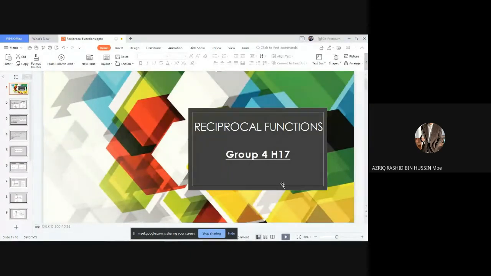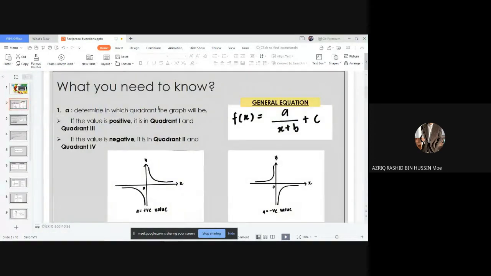We are the representatives for H17 Group 4 and we are going to present the reciprocal functions. So let me start the presentation first. This is the general equation for the reciprocal functions, which is f(x) equals a over x plus b, plus c. You need to know what a, b and c are, even the sign for the x. Each of them has their own speciality, or maksud. So let me start with the a first.